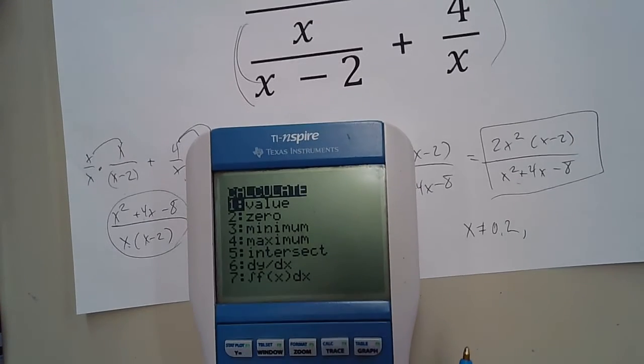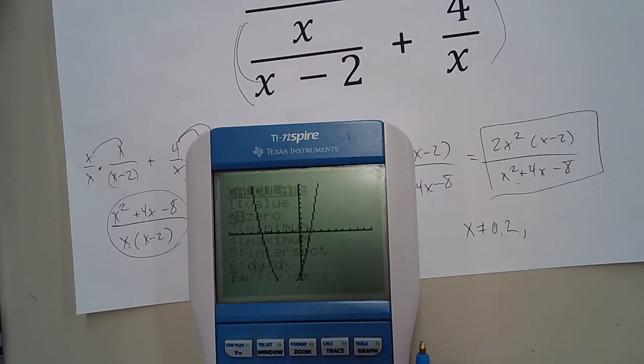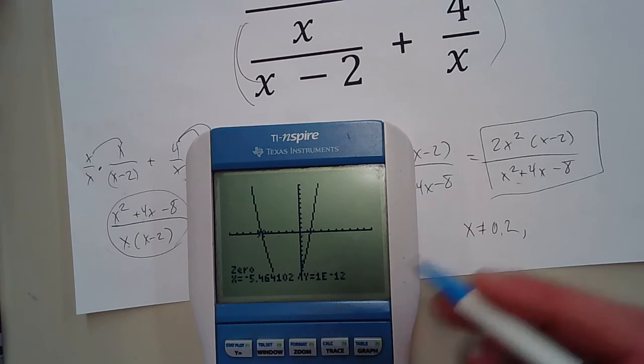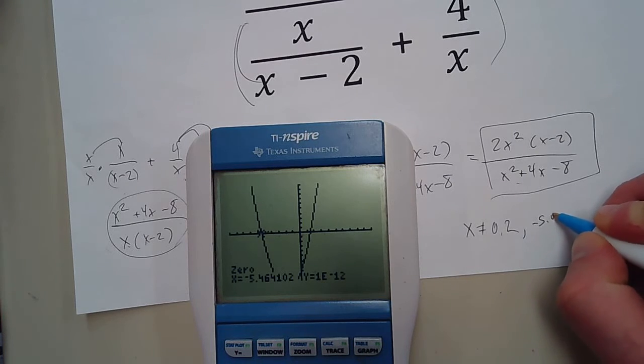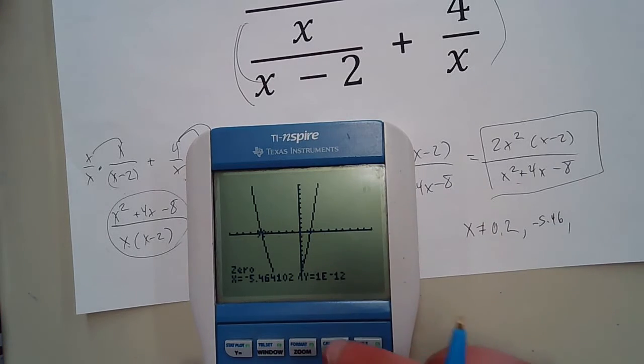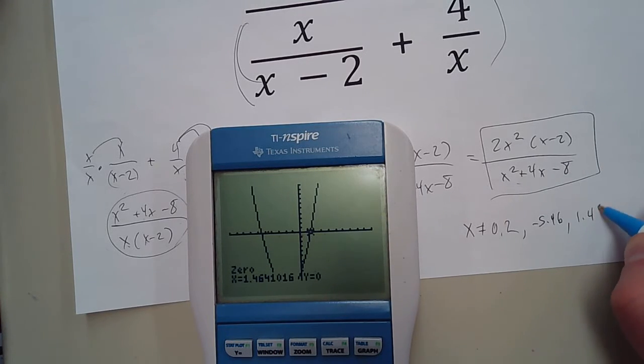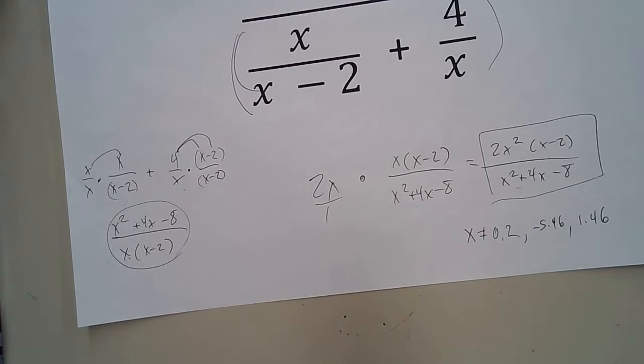Since I got it on the calculator, let's go ahead and find them that way. So 0, we'll go ahead and do my left bound, right bound over here. So negative 5.46. And the one over here looks like 1.46. Cool. And now I think we're good.